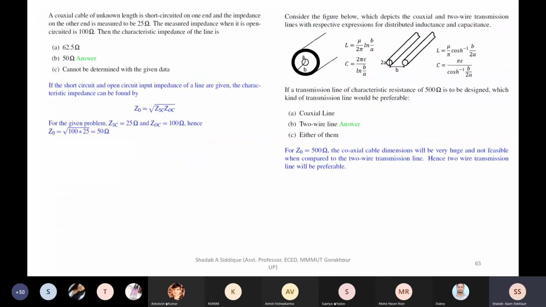So now the next one, we have two problems. One problem is this one, and the other is this one. I'm focusing more on transmission line problems. I'll give you a few more problems on waveguide at the last.